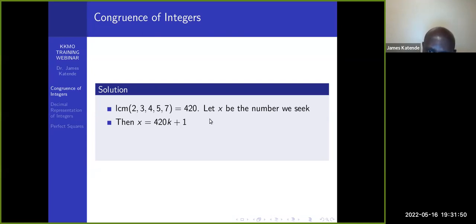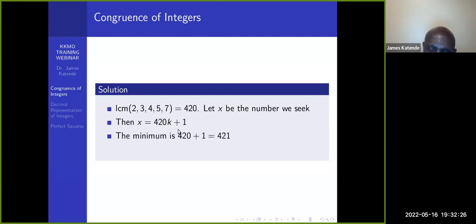So basically, you are looking for a number such that x minus 1 would be a multiple of 420. So x minus 1 must be divisible by any one of these 5 numbers. Or if you like, you can say x is congruent to 1 modulo 2. Also, x is congruent to 1 modulo 3, and so on. x is congruent to 1 modulo 4, etc. Hopefully that makes sense.